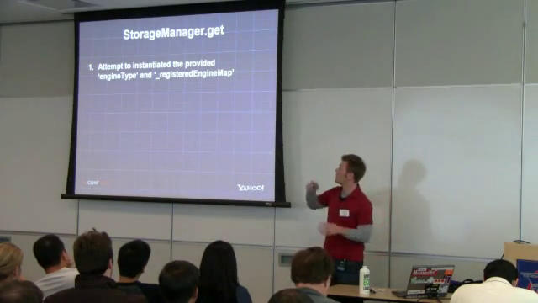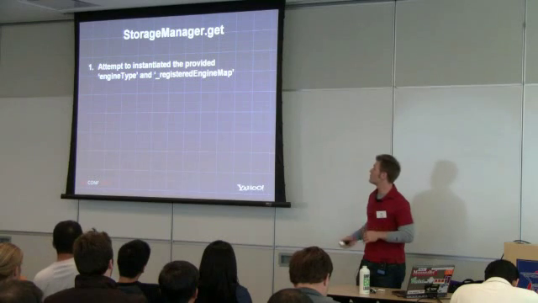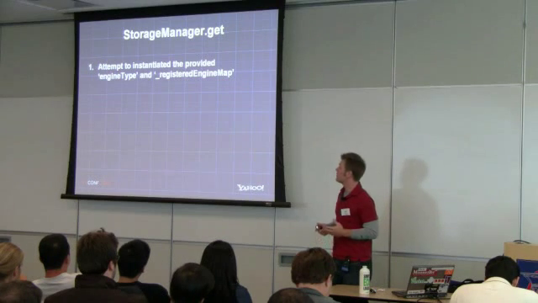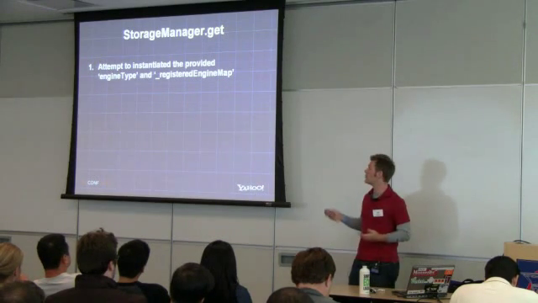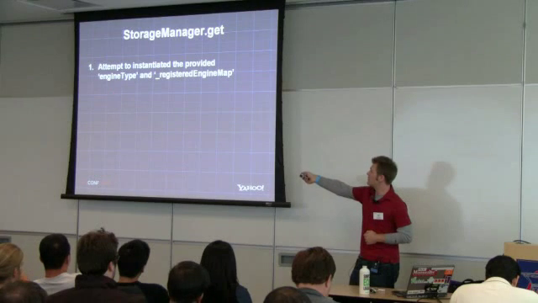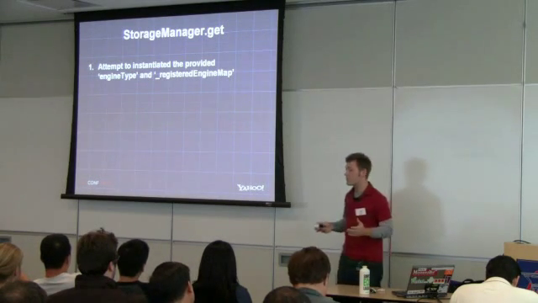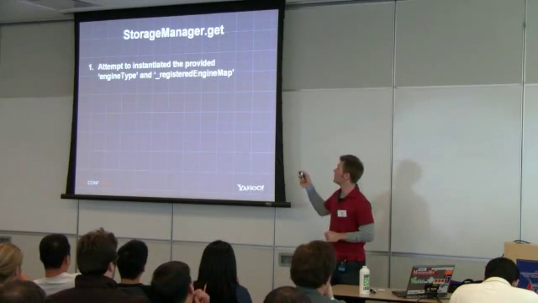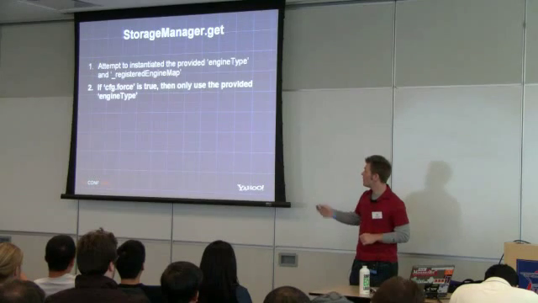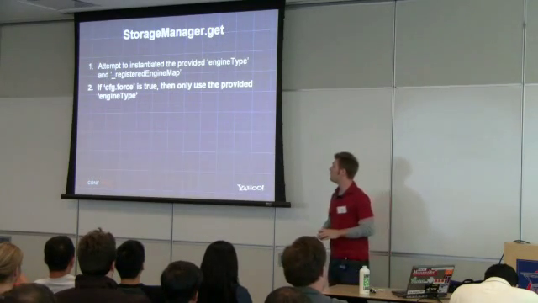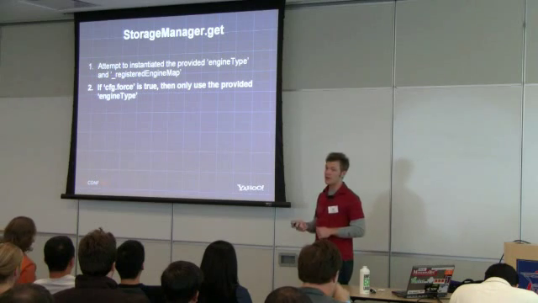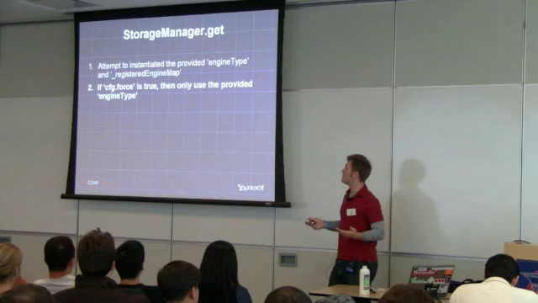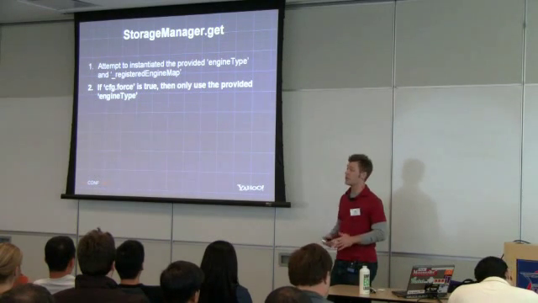Now, once you have all your engines registered, you can start using Storage Manager Get. With Storage Manager Get, it's going to attempt to instantiate the engine that you provided first, and that's the engine type here. That's the first argument you would pass in. That's optional. You don't have to provide it. But if you do, we'll first try to use that engine. If that engine is unavailable, the second thing we're going to do is see if you set that force configuration property. And if that's true and your engine wasn't initialized, it's going to fail. It's going to throw an exception.